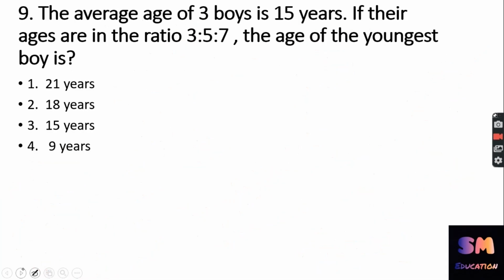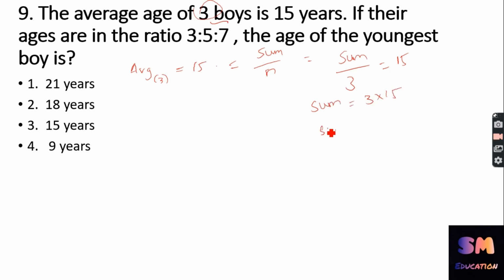Let's solve another sum. The average of 3 boys. This is one of the tricky questions. The average of 3 boys is 15 years. We know the formula for average is sum by n. Sum equals average times n. There are 3 observations and the given average is 15, so the sum equals 3 into 15, which is 45. This is the first condition.